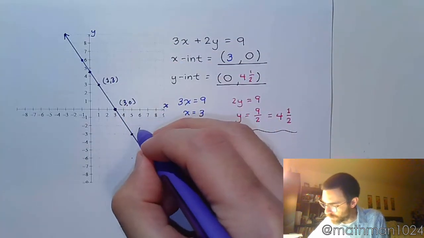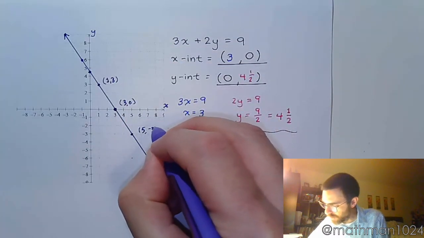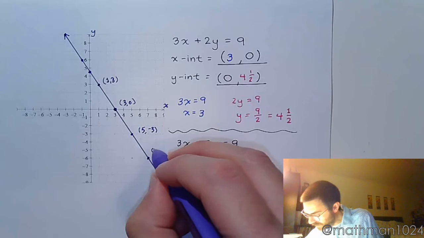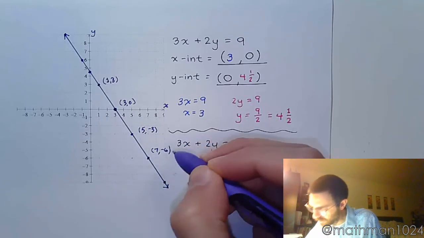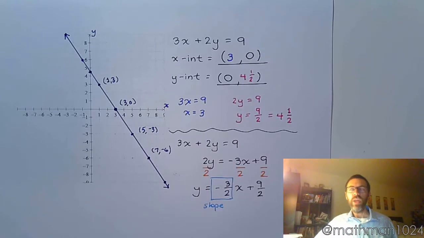There's 3, 0, 5, negative 3, and 7, negative 6. And you'll kind of see a pattern here that will connect to your slope.